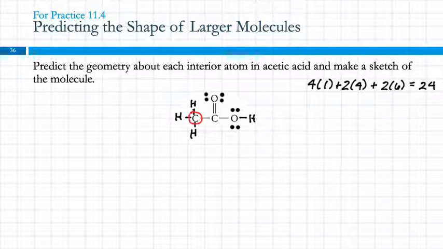So this carbon, how many electron groups? 4 electron groups. Are any of those lone pairs? No. So the molecular shape and the electron geometry are the same. What's the shape? Tetrahedral.